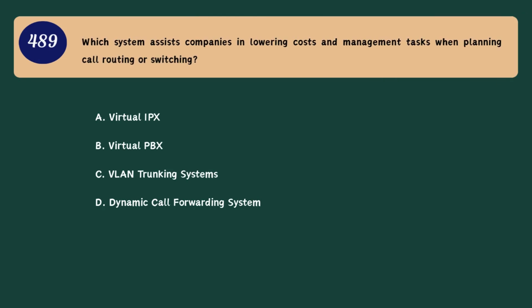Question 489. Which system assists companies in lowering costs and management tasks when planning call routing or switching? A. Virtual IPX. B. Virtual PBX. C. VLAN trunking systems. D. Dynamic call forwarding system.